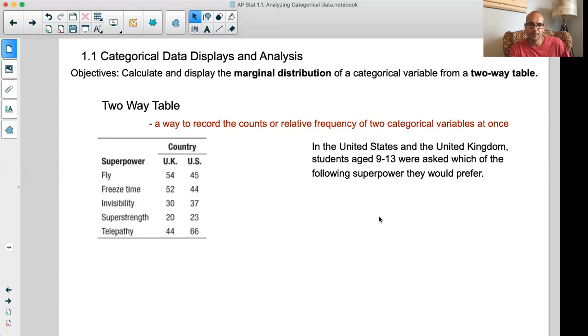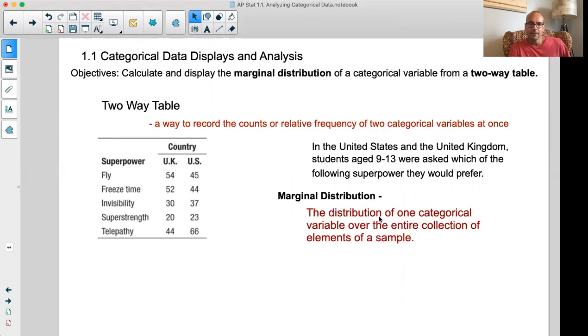Let's look more closely. There you go. Here's your information. Here's your actual data. Now, this idea of a marginal distribution, there's a lot of things you could do to try to describe this. And one thing you could do is lay out marginal distributions.